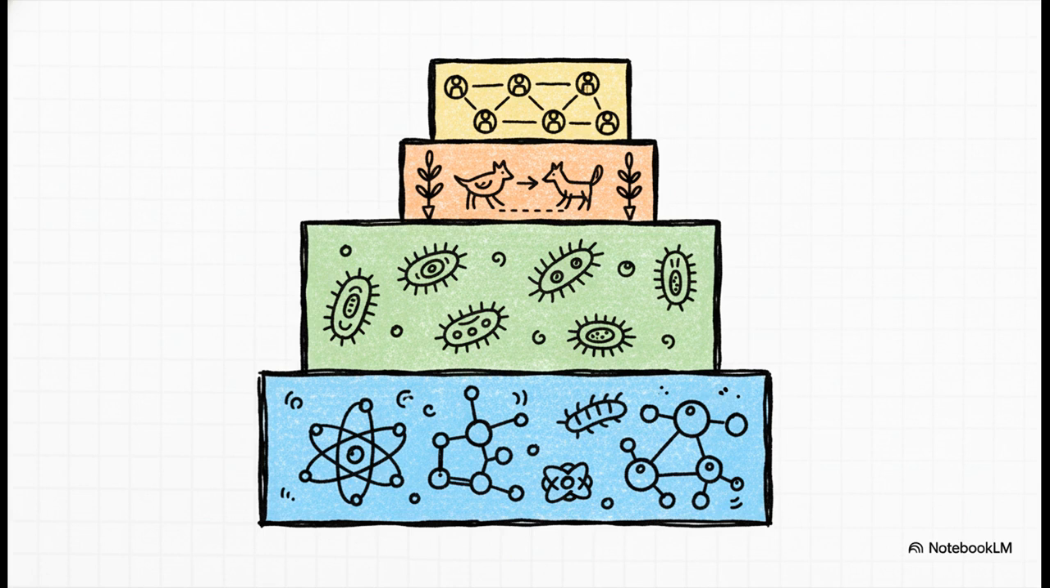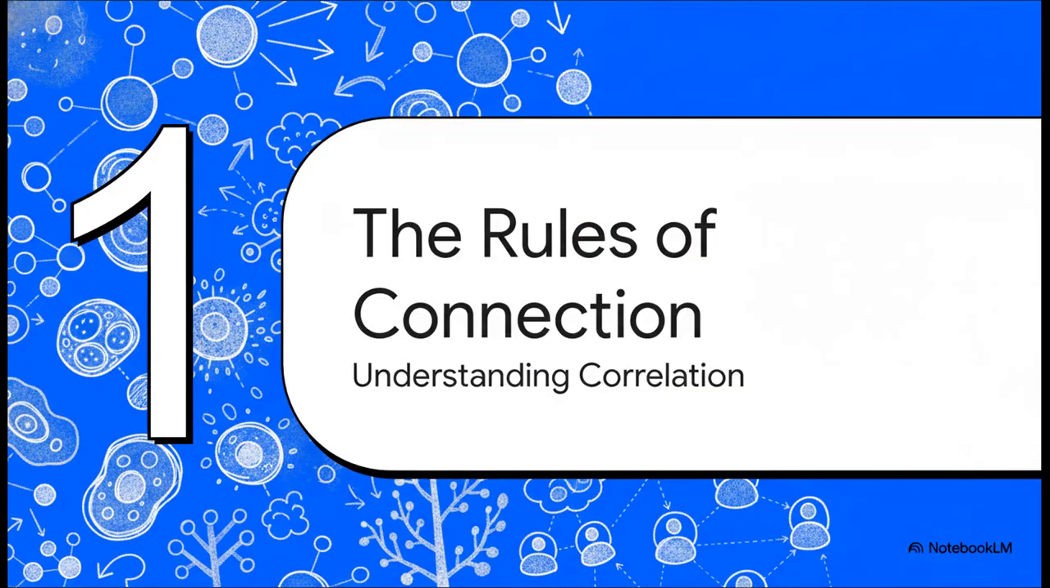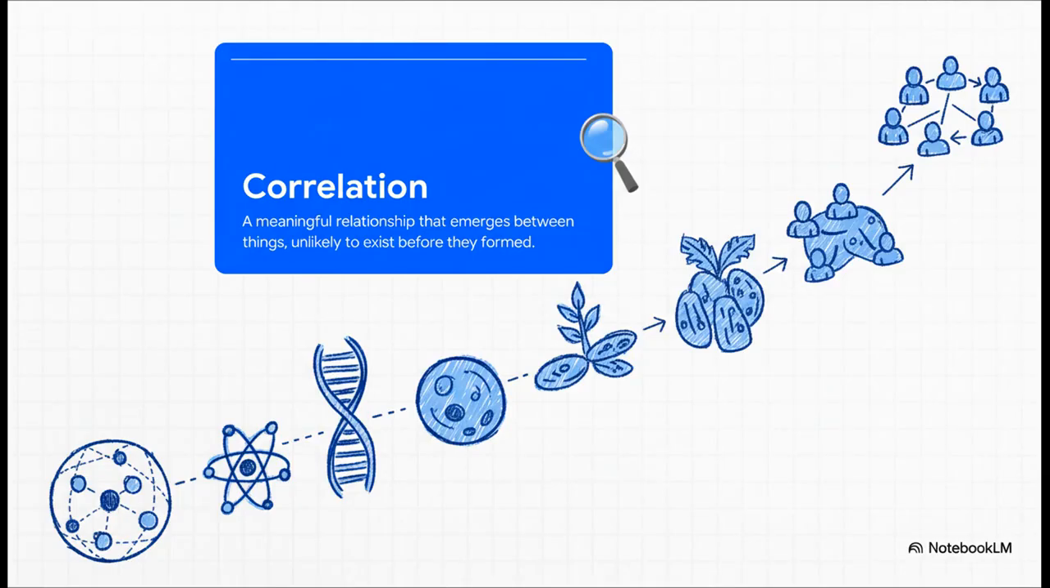To really get how it all stacks up, we have to start with the most basic rules of connection. Okay, so before we start that climb, we need to get one core idea down, and that is correlation. You can think of it as the glue that holds all these different layers together. Now, a correlation isn't just two things randomly being near each other. No, it's a meaningful, structured relationship that pops up between them. It's the pattern, the rule, the shared property that gives any system its shape and its function.